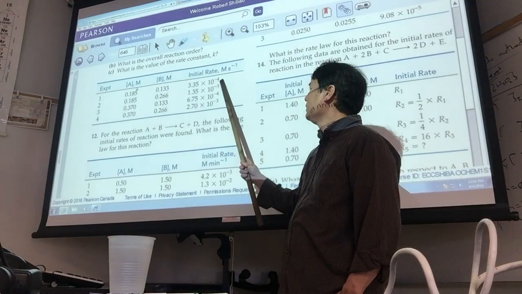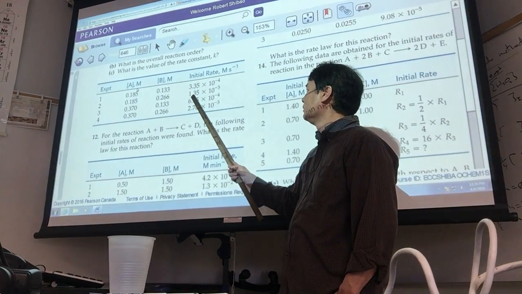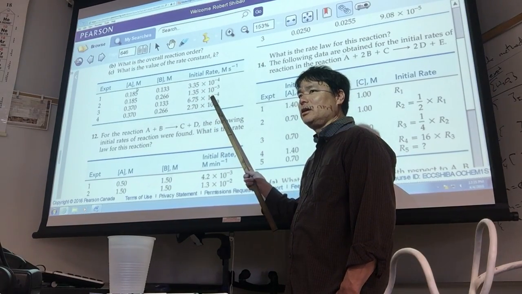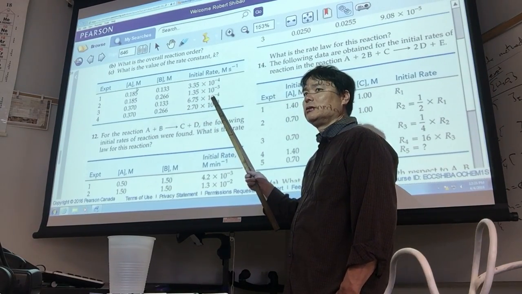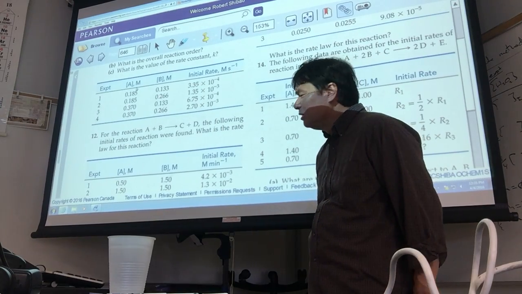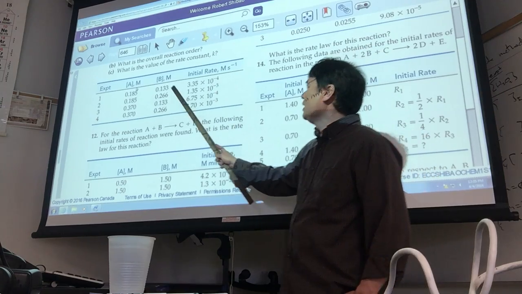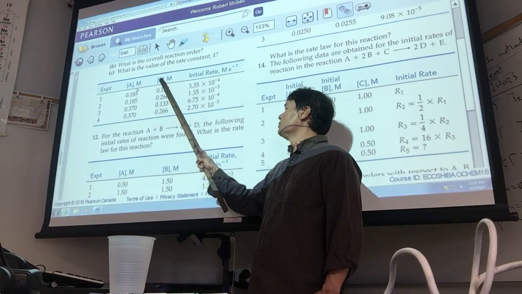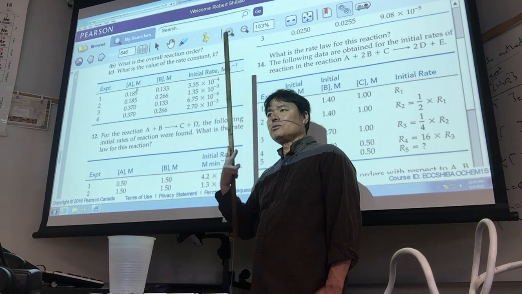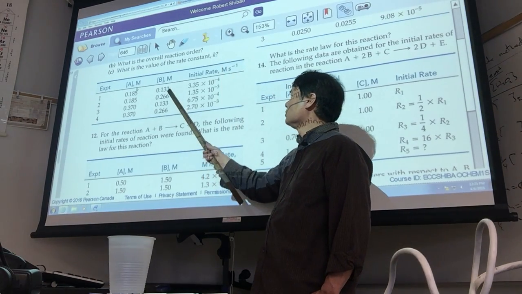Because the exponents are different, this would be going from 3 to 13. So to go from 3 to 13 means that the rate actually quadrupled. You see, 3.35 times 4 gives you 13.5, roughly. And so the rate quadrupled, which means that it must be what order? So we double B, that would be second order. And so it's second order in B.